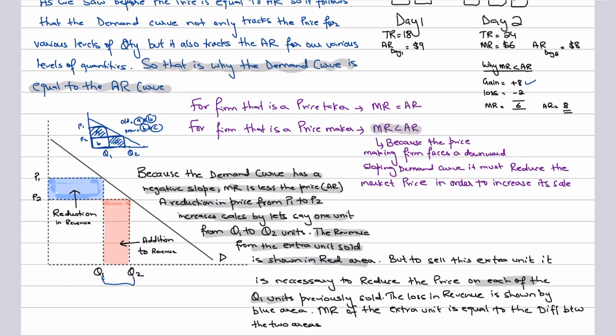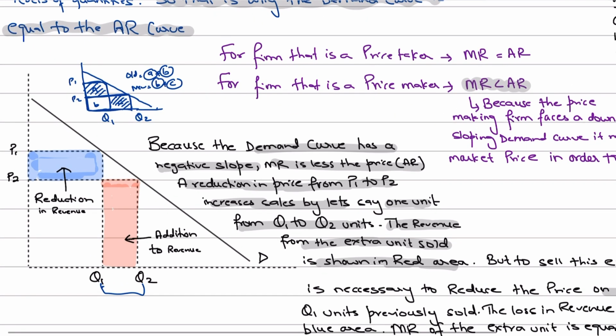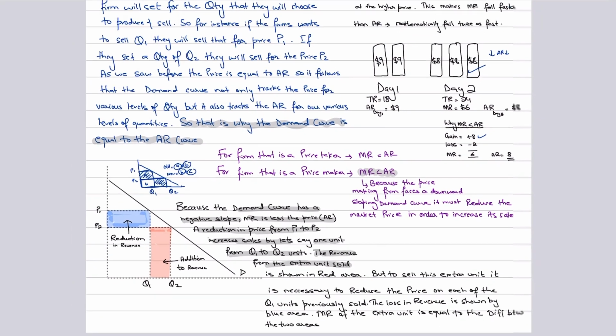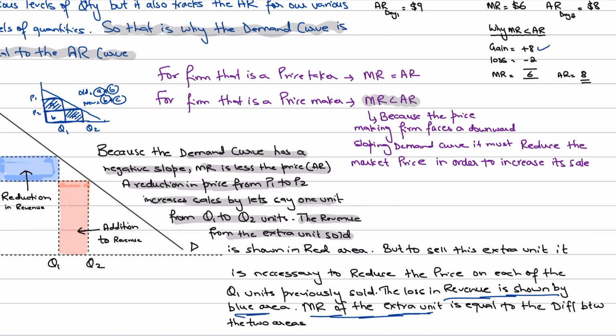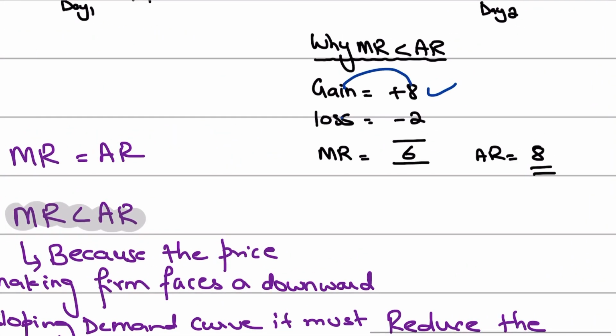So putting those values in this graphical example, if this is 2 units and this is 3 units, and Q1 is equal to 2 units, then if you are reducing the price, you are reducing the price on the previous 2 units as well. Let's say on the previous 2 chocolate bars as well, right? So the loss in revenue is shown by the blue area, and the marginal revenue of the extra unit is equal to the difference between the 2 areas. The difference between the red and the blue area, for example, the gain of 8, the loss of -2, so MR is 6.